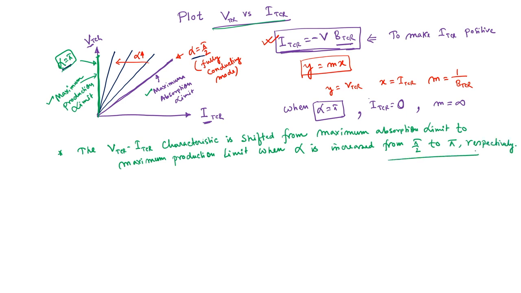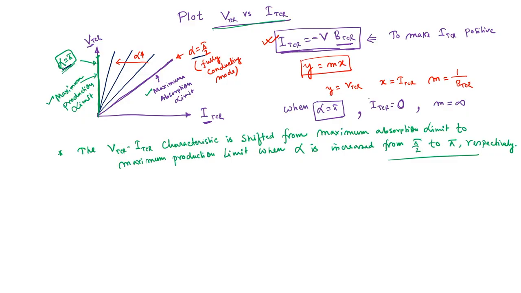So, this is an important remark that you can note down, that when we keep on increasing the value of alpha from pi by 2. Now, what does alpha is equal to pi by 2 correspond to? It corresponds to the point when these thyristors are fully turned on. Now, when you move on from this point, if we keep on increasing the value of alpha from pi by 2 to pi, then the characteristic is being shifted from this maximum absorption limit to maximum production limit. Now, what does maximum production limit imply here?